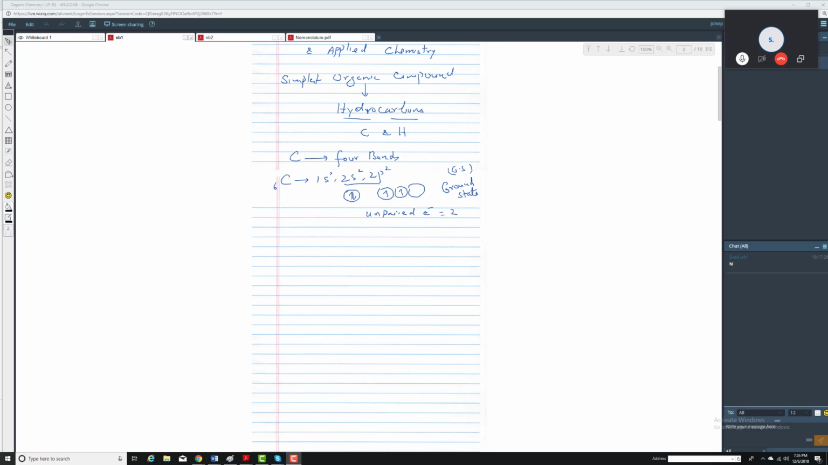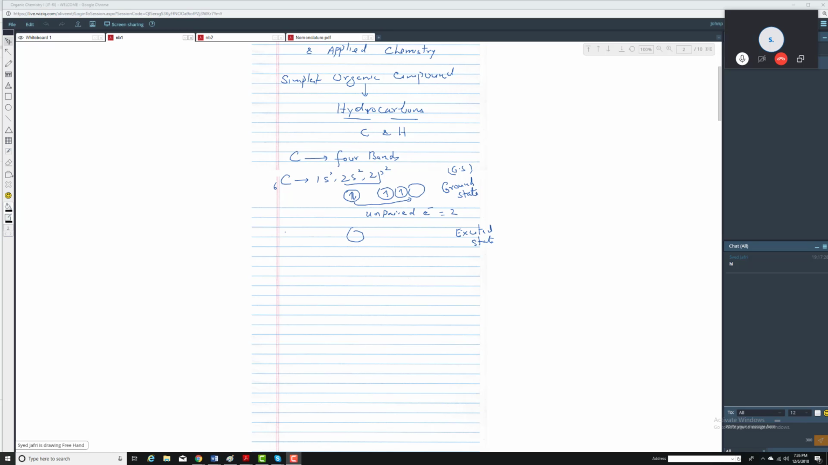But practically, in most carbon compounds, carbon makes 4 bonds. How can we explain this? We can explain it by going to the excited state. In the excited state, what happens? Carbon moves one of its electrons from the 2s to the empty p orbital.